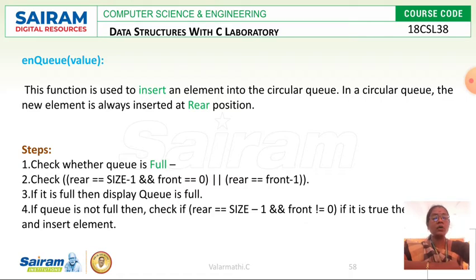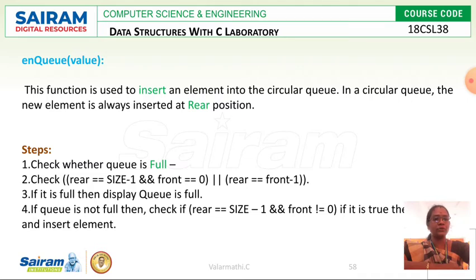So how is full checked? Check rear is equal to size minus 1 and front equal to 0, or rear is equal to front minus 1. So there are some conditions given to check whether the queue is full or not. What are those conditions? Rear equal to size minus 1 and front double equal to 0. So this is the condition to check the queue is full. Right. If it is full, then display the queue is full.